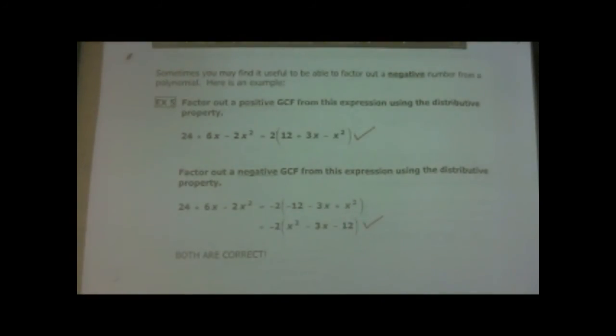All right? Both of these are correct ways of factoring this particular polynomial. It's just that sometimes factoring out the negative is more useful for the next step, which we'll get to shortly. So let's go ahead and turn the page to page 4 of our notes. And we've got some examples.